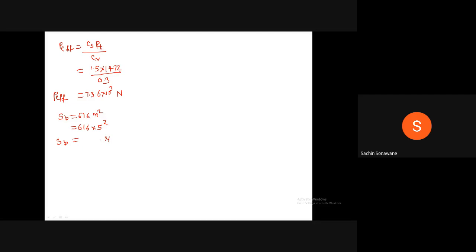What is the value? Anyone can tell fast. 15.4 into 10 raised to 3. Yes, it is correct. 15.4 into 10 raised to 3 Newton.